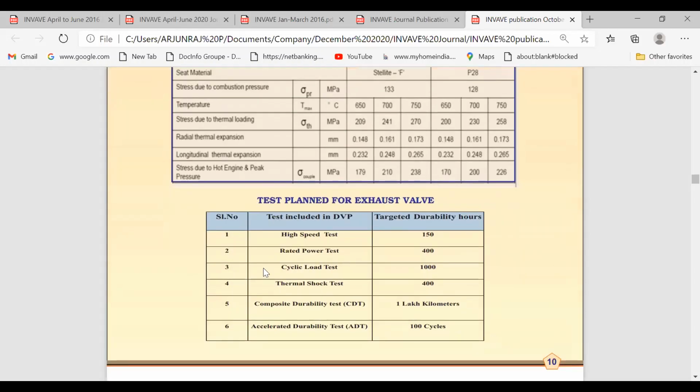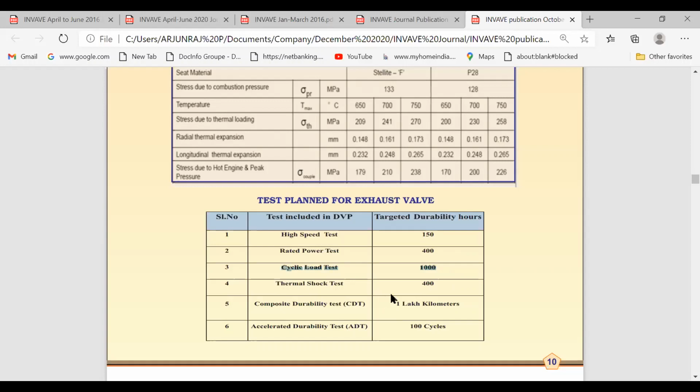Then we done a lot of tests. These are some of the tests and verification plan. We have done some testing because we need to do some testing. It's not that only we are converting the ideas. We have to do some testing also because this exhaust valve is very important. We have done some tests like high speed test, durability, 400 hours, 150 hours. This is the lengthiest process. 1,000 hours is three months time.